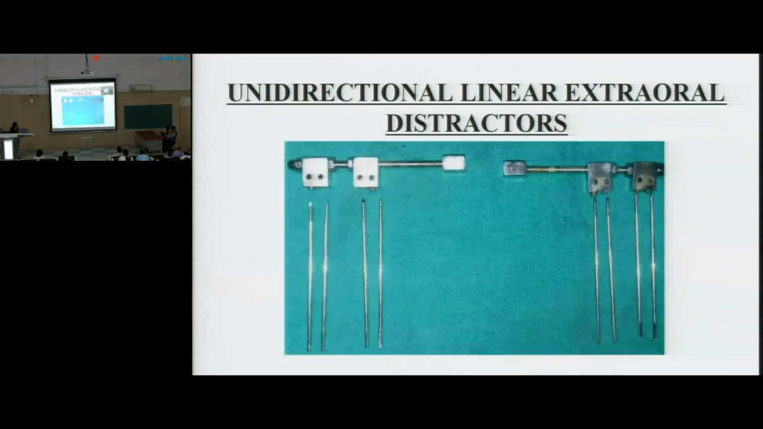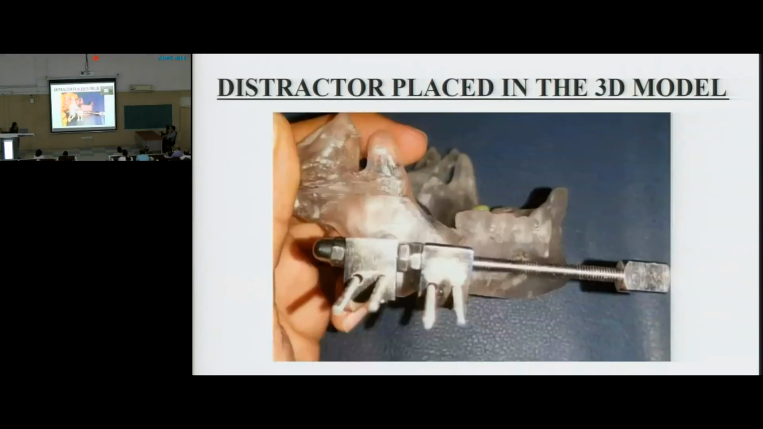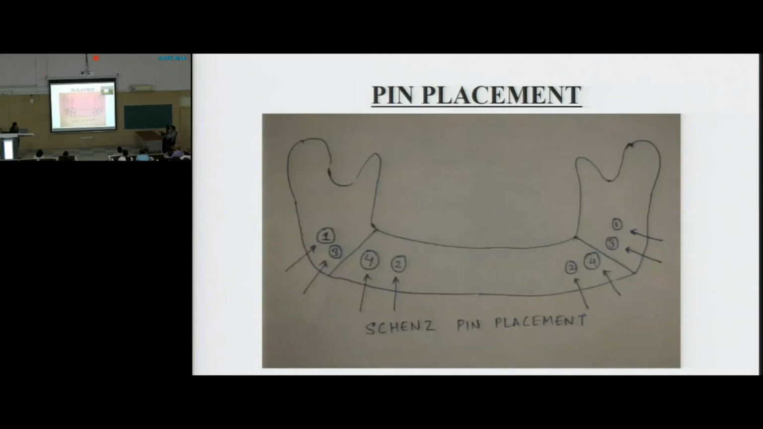External distractor with a Shen's pin of 2 millimeter thickness. And then the distractor was placed in the 3-dimensional model, and the stent which was placed was also taken intraoperatively to decide where the distractor has to be placed. And then the pin placement was also planned pre-operatively. We have to place simultaneously in the proximal and distal segment. The distractor pins have to be placed.